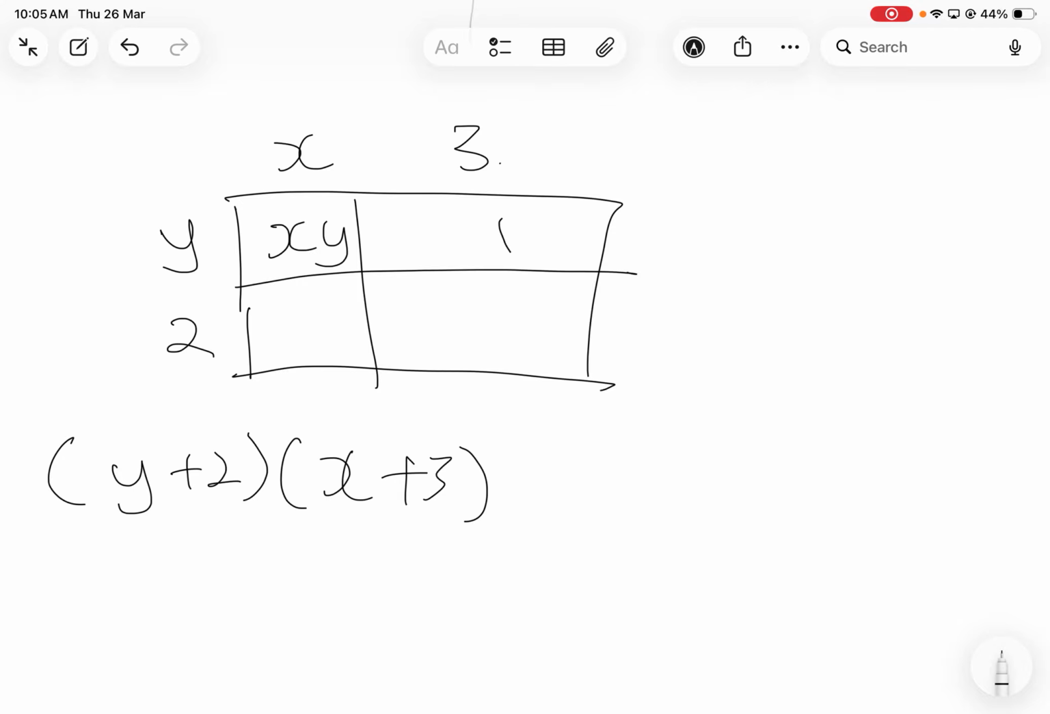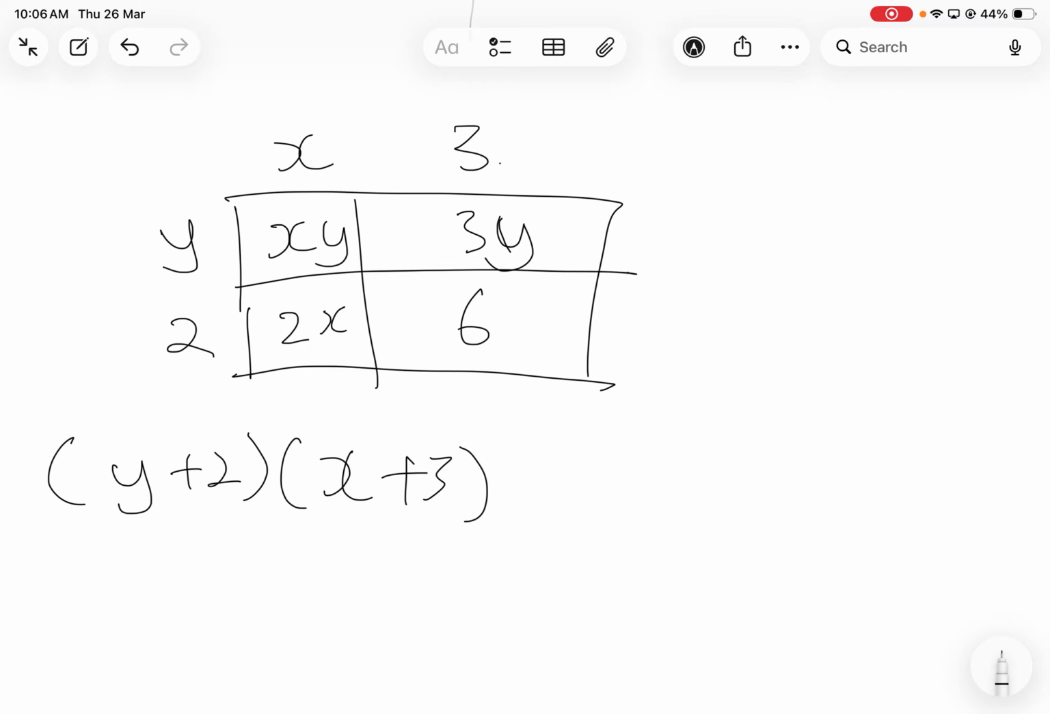Okay? Here is x. Here is 2. So this small piece now is what? 2x. Here is y. Here is 3. 3y. 2 times 3, 6. So again, these 4 pieces of components, where did they come from?